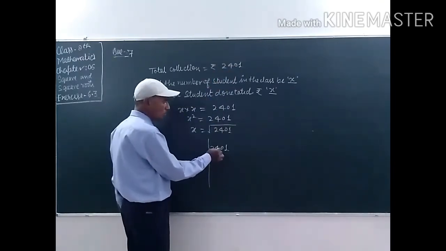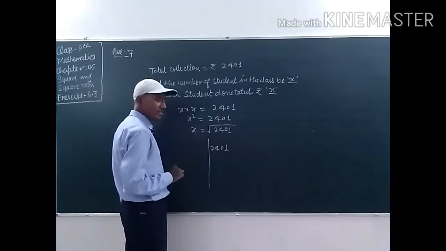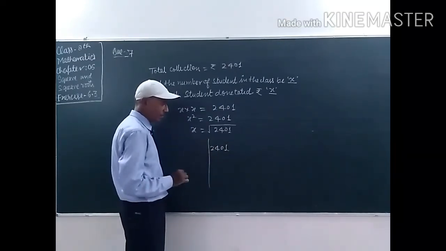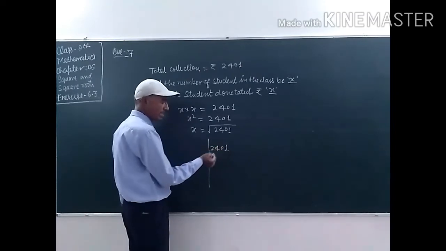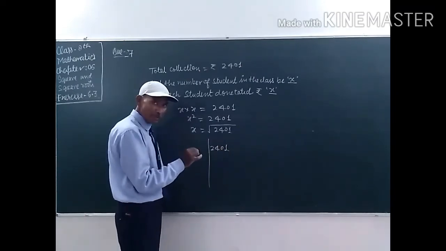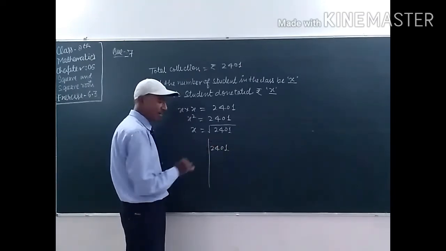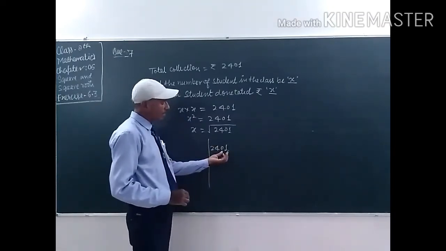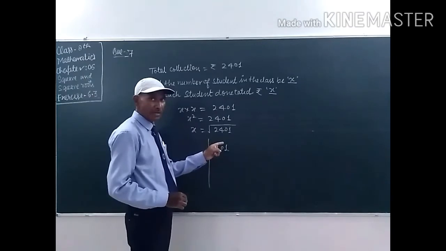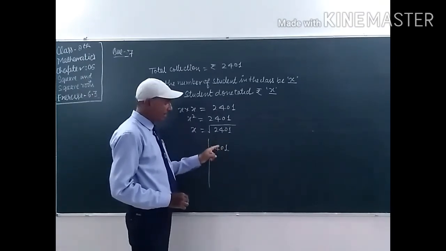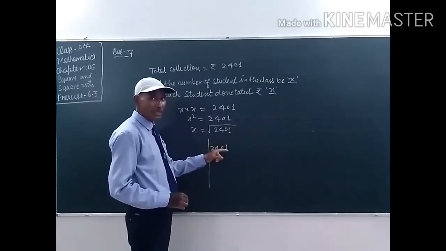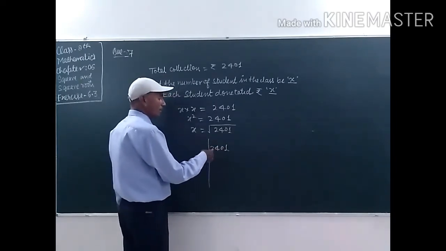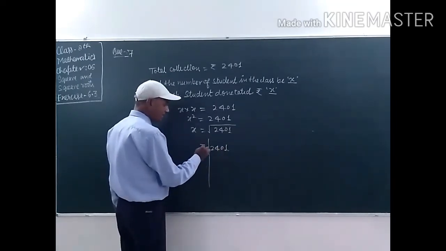This number is 2401. The unit digit is 1, students, so it is not divisible by 2. It is not a multiple of 3, so it is not divisible by 3. It is not divisible by 5, students, because the unit digit is 1. To divide a number by 5, it should have 0 or 5 in the unit digit. So we have to try the next number, that is 7.